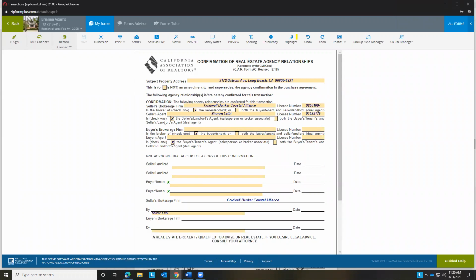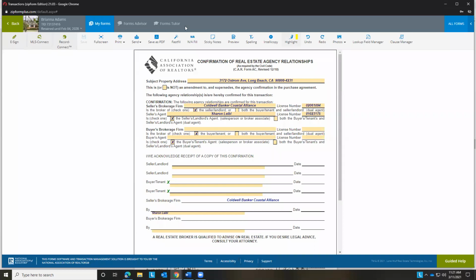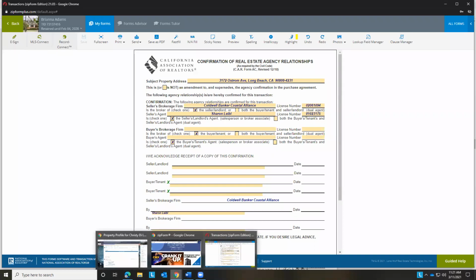So if you're on the listing side and you get a purchase contract that's not completely filled out, just send this back with the counteroffer if you can. Or you can fill it in and have everybody initial the changes. But just know this is required per the purchase contract, and every broker is going to ask for it if it's not filled out correctly.